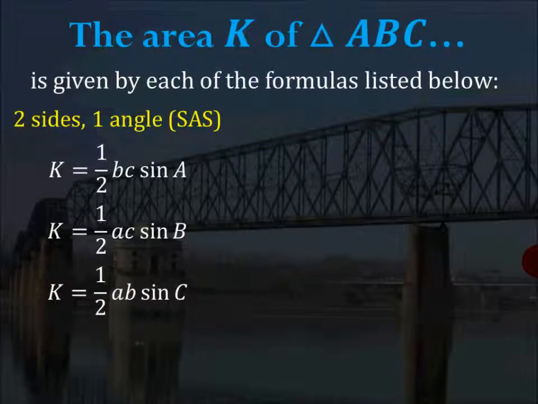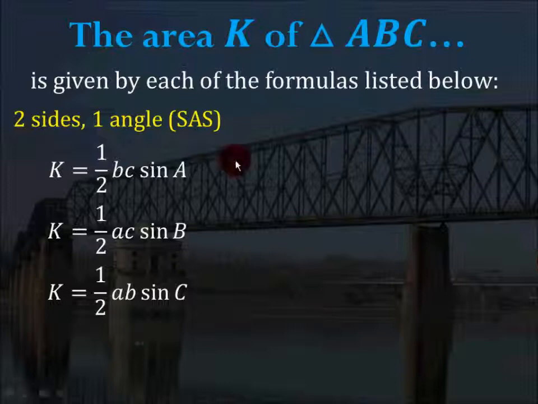So, the area K of triangle ABC, why they call the area letter K, I don't know, is given by these formulas below. Now, there are 6 formulas for the 6 different possibilities, but really only 2 structures. So you only have to really memorize 2 formulas and then rearrange the letters based on which sides and angles you know. The first scenario is 2 sides and 1 angle.